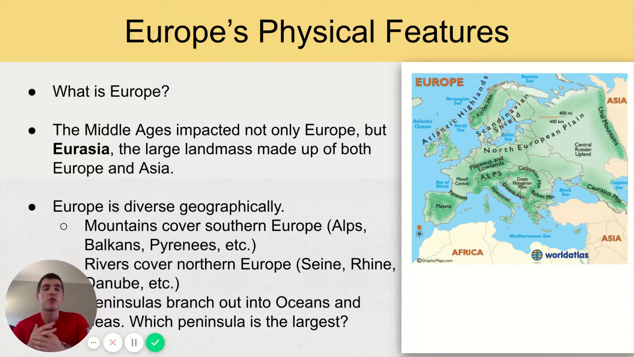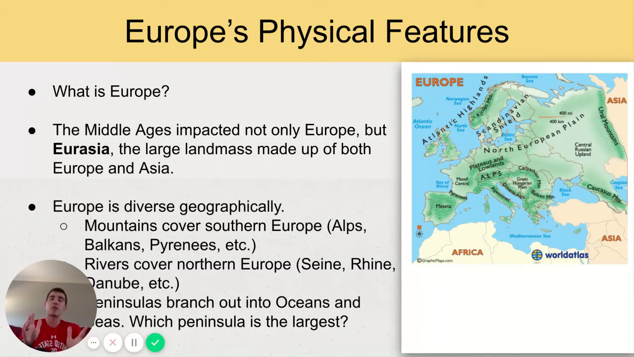So anyways, what's Europe? It's basically a huge landmass, a continent that probably has more influence in the way you and I live our lives than any other place in the world. Most of us have a lot of European influence in our life. The Middle Ages is not only going to impact Europe, but Eurasia. And Eurasia is basically a large landmass that makes up Europe and part of Asia. It starts to trickle in towards the Middle East and a little bit beyond that.